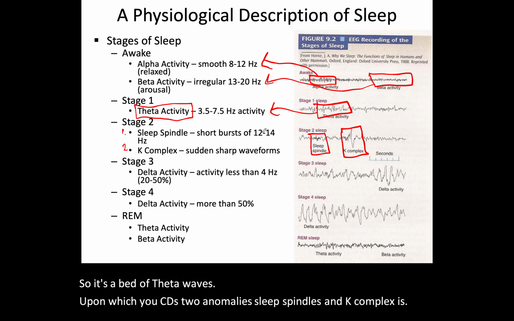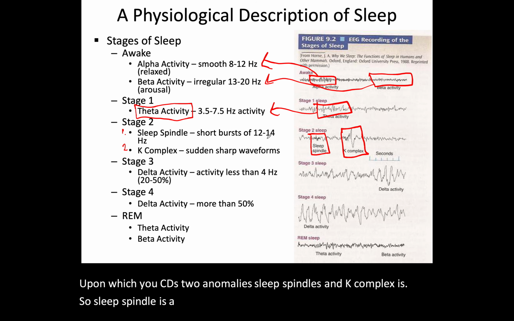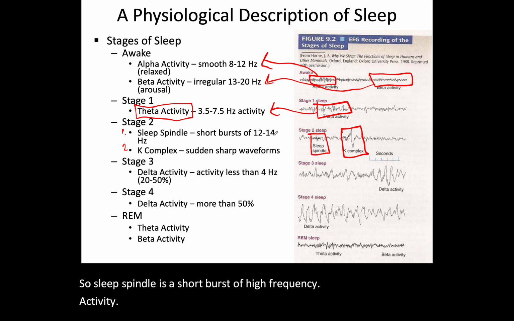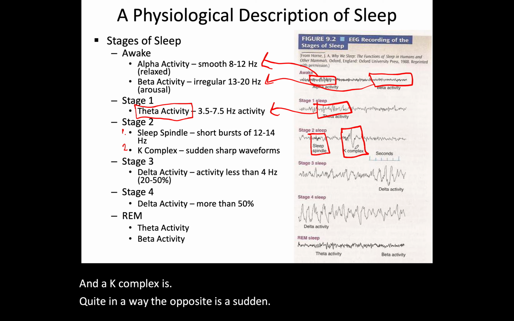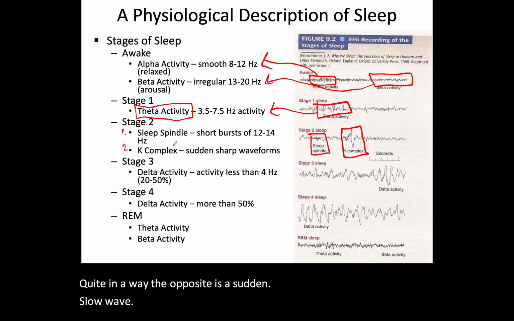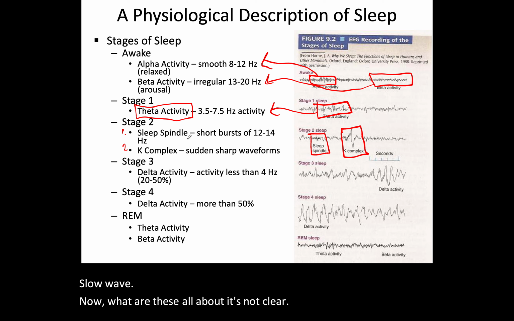So a sleep spindle is a short burst of high frequency activity. And a K complex is quite, in a way, the opposite, a sudden slow wave. Now, what are these all about? It's not clear. There are a couple of theories.